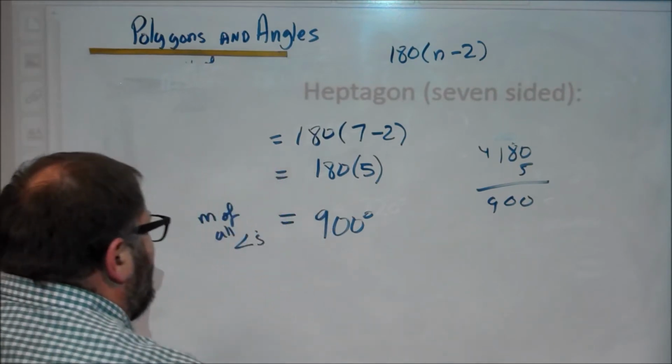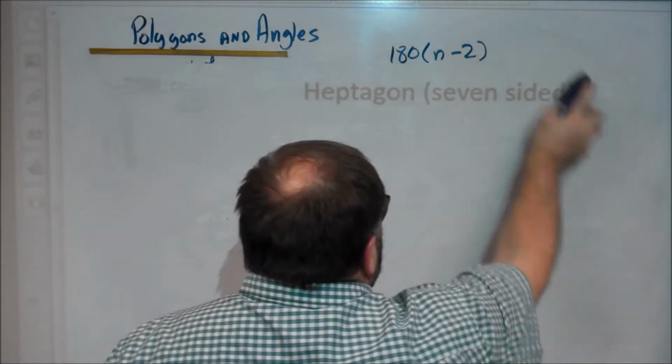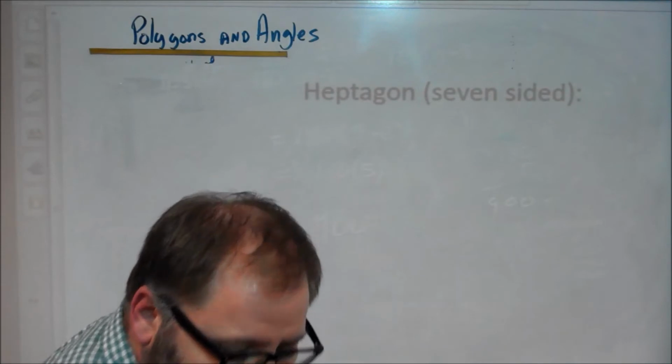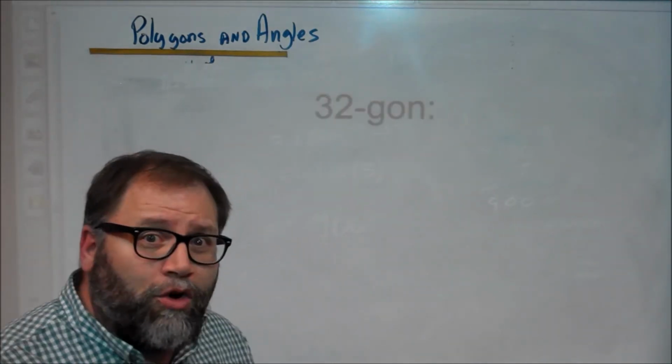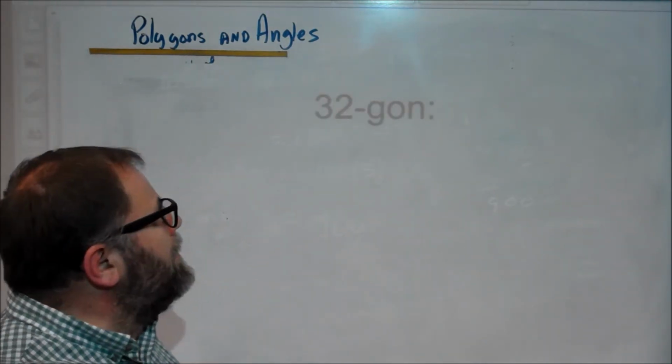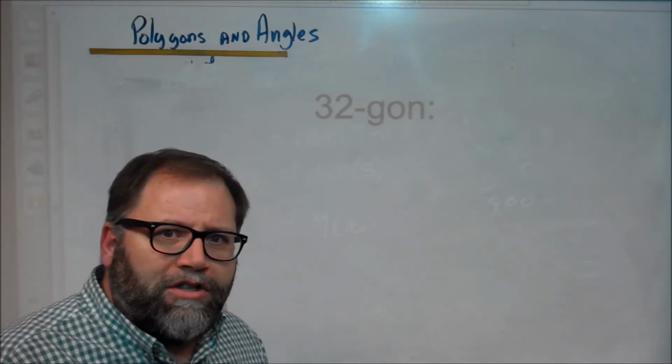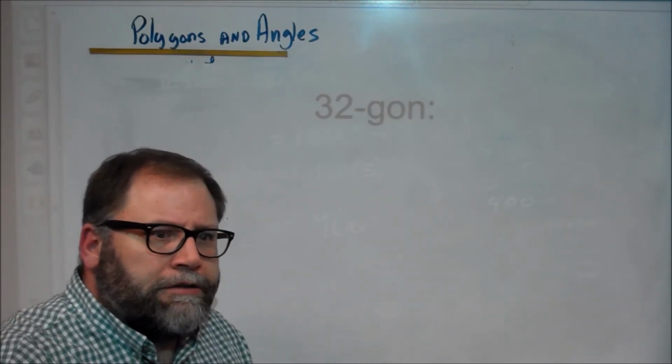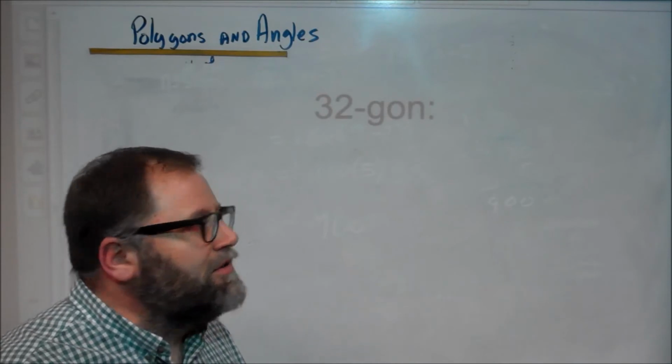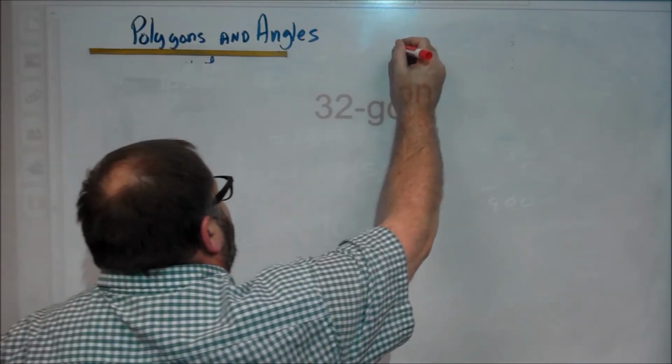Come on, rapid fire. Here we go. Erase, erase, erase. I even erase the formula. Even though I'm going to the next page, I'll write the formula. 32-gon! How many sides are there in a 32-gon? I bet you could guess. All right, I'm not going to tell you yet because you have to guess.